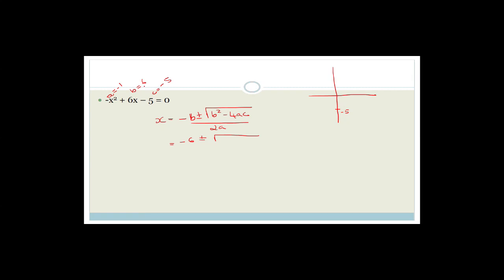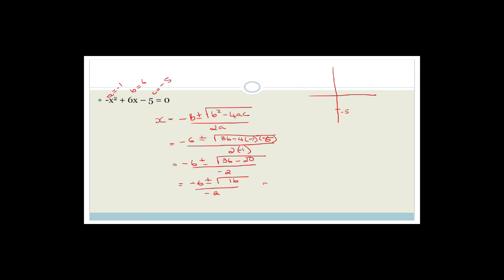Okay, b squared is 6 squared, so it's 36 minus 4 times a, which is minus 1, times by c, which is minus 5, all over 2 times minus 1. So it becomes minus 6 plus or minus the square root of 36. A minus times a minus is a plus, times a minus is a minus. And 4 times 5 is 20, all over negative 2. So do you agree it's minus 6 plus or minus the square root of 16, all over negative 2.